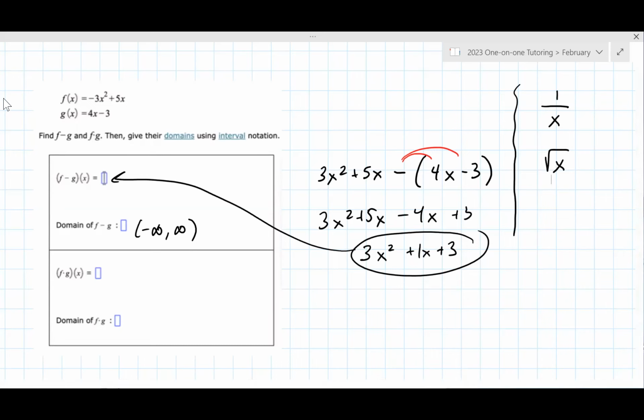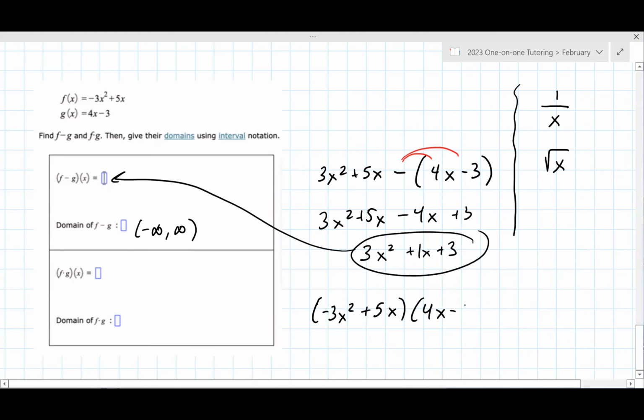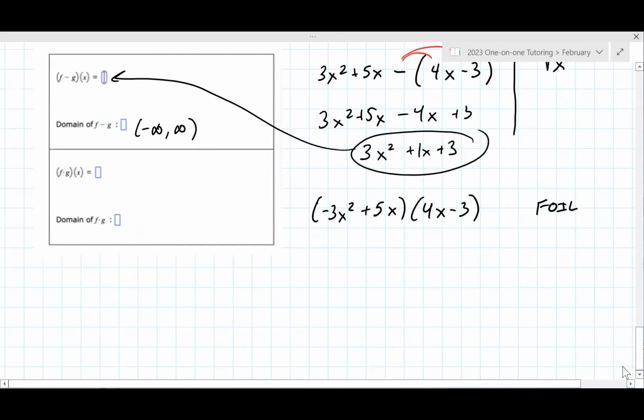Okay, I typed that in. Now for the other one here, you're multiplying. This one's got more work. Minus 3x squared plus 5x times 4x minus 3. You do have to FOIL this, and we'll do that here. So minus 12x cubed plus 9x squared plus 20x squared minus 15x.